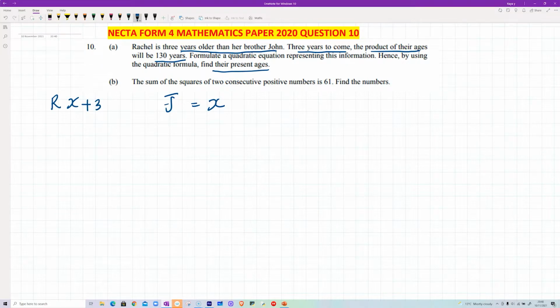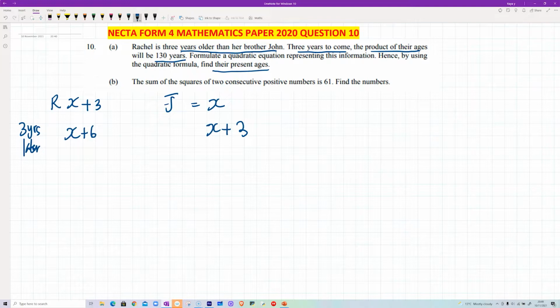Now, 3 years to come, the product of their ages will be 130 years. Right, so 3 years later, what will her age be? It will be X plus 3 plus 3, which means 3 years later, Rachel is going to be X plus 6 years old. John is going to be 3 years older, so that's X plus 3.